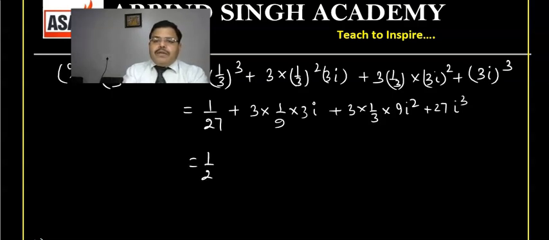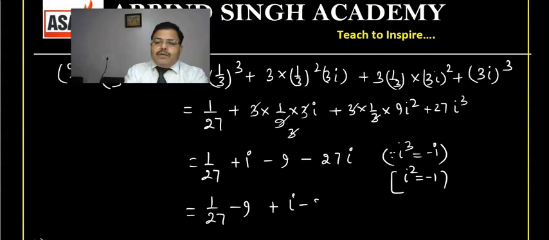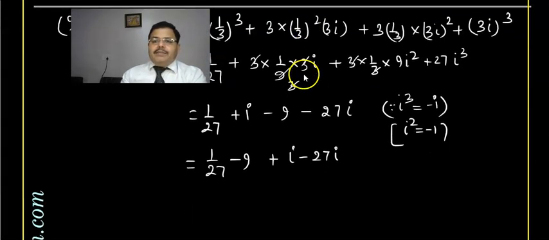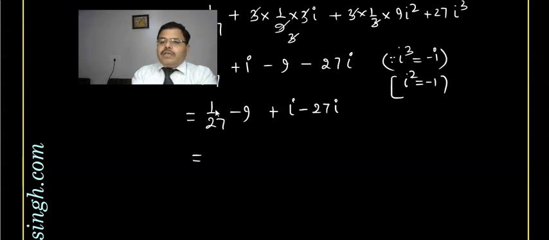So that will be 1/27, and here what is left? Only i, because 3 3 is 9, and this 3 3 cancels. And i^2 is −1, so that will be −9, and this will be −27i, because i^3 is −i, and i^2 is −1, what we have used here. Now real can be written together, and imaginary can be written together. i − 27i. So we can have again the same thing, that 27 into 9. So 9 7 is 63, and 9 2 is 18, and 6 24, so 243. 1 − 243 is −242 upon 27, minus 26i, and that will be the answer of this question.